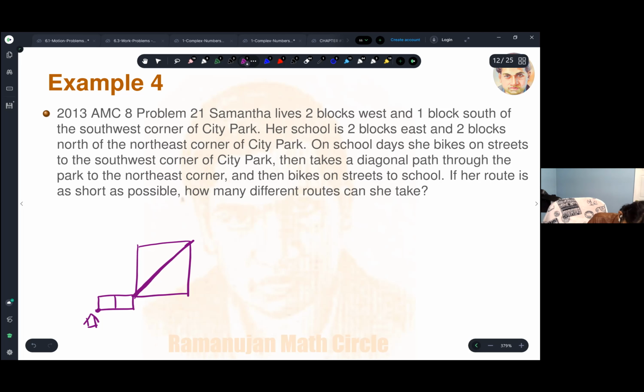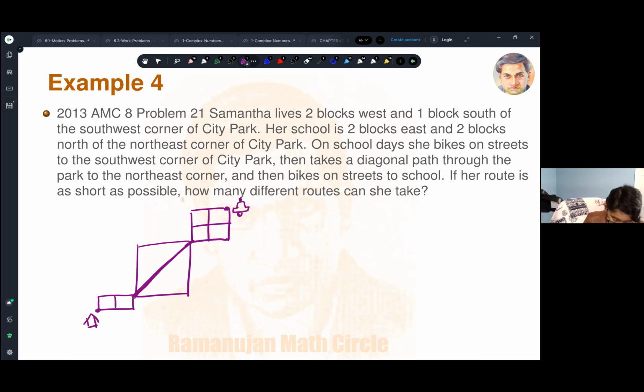And then her school is 2 blocks east and 2 blocks north of the northeast corner of City Park. So I'm just following along. I'm going to draw a bell here, because maybe that's the school. Okay. So house to school. How are we going to go about this?